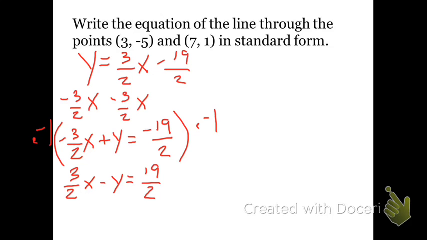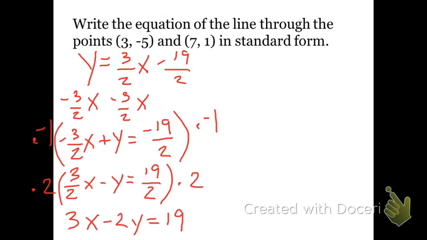Notice how a and c, 3/2 and 19 over 2, are both fractions. So we need to look at the denominators of those fractions, 2 and 2, find the least common multiple of 2 and 2, which would just be 2, and multiply both sides of the equation by 2. So when we multiply the left side of the equation by 2, we get 3x minus 2y, and the right side becomes just 19, because 19 over 2 times 2 is just 19. And here would be our final answer, 3x minus 2y equals 19.